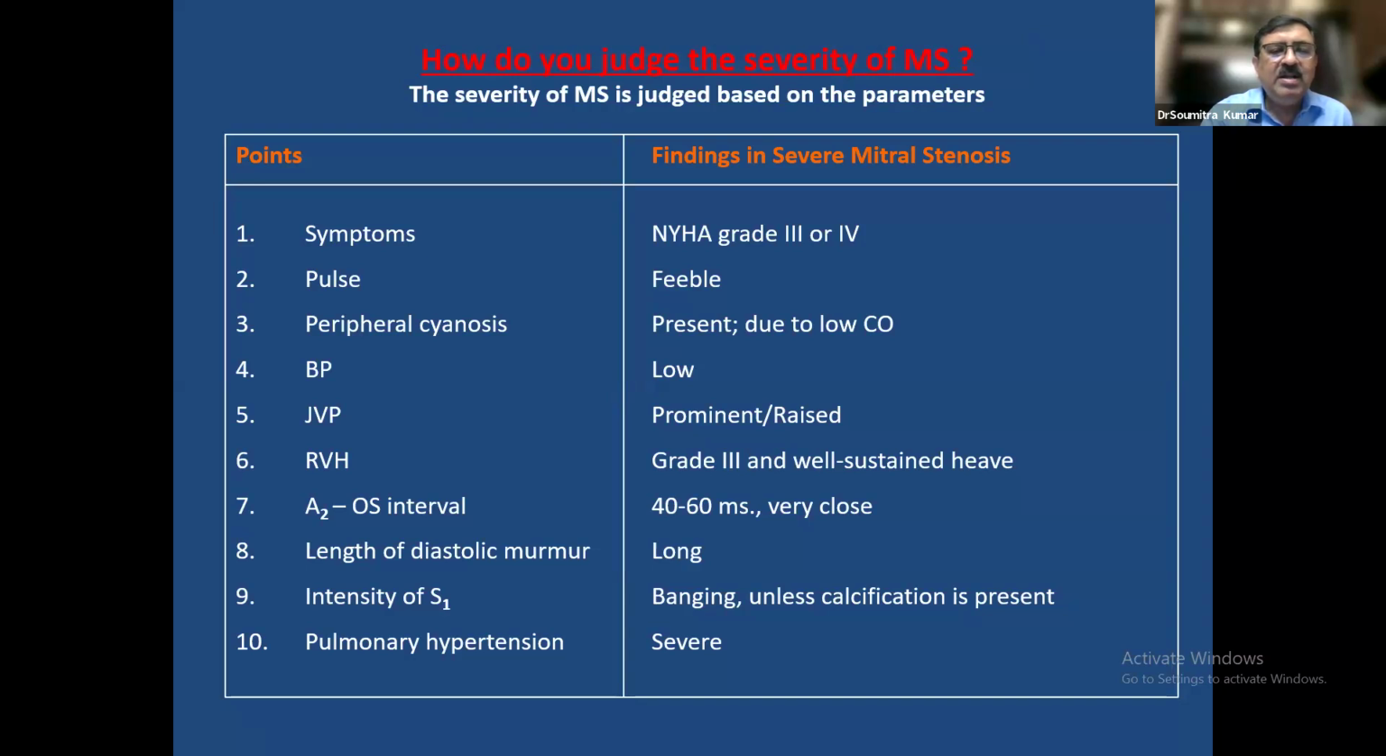I will not, but some of the most important things are, of course, to look at the pulmonary hypertension and the consequence of that in the JVP and the right ventricular hypertrophy, the A2-OS gap, and diastolic murmurs. We don't go by the intensities in any murmur, let alone the systolic and diastolic. So length of the murmur is very important, and intensity of S1. Definitely, we expect a loud S1 in severe MS, but if the valve is calcified, we can be mistaken.